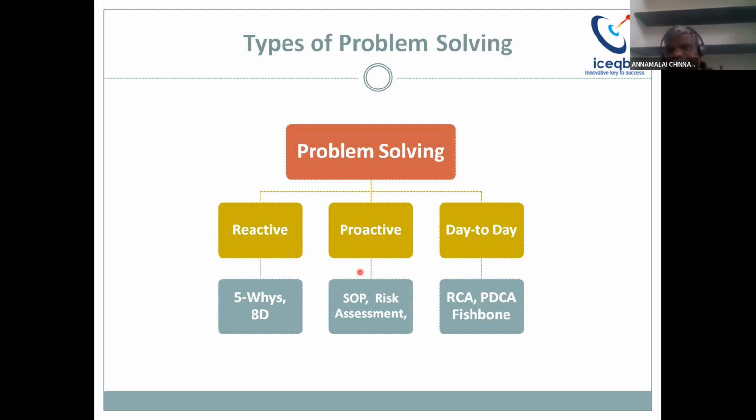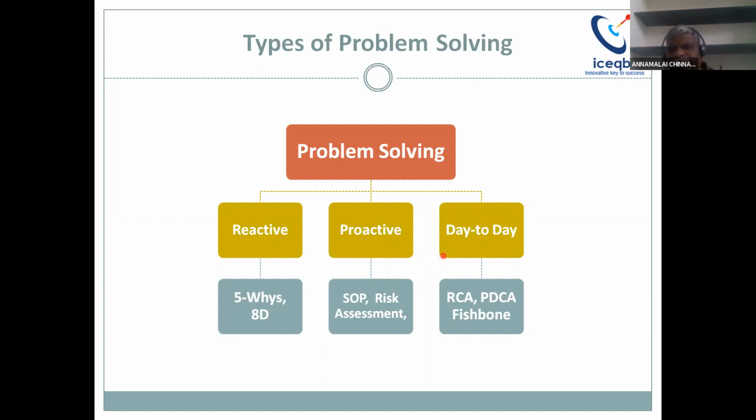Normally, any risk assessment or any standard operating procedure that we are doing, why are we writing an SOP? We don't want the problem to happen. Whoever is doing that particular operation, if they do the process exactly as given in the SOP, then the problem is not going to happen. So making an SOP or doing a risk assessment are examples of the proactive approach for problem solving, so that it will ensure that the problems do not happen at all.